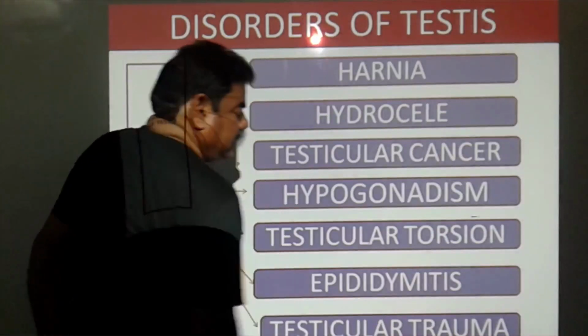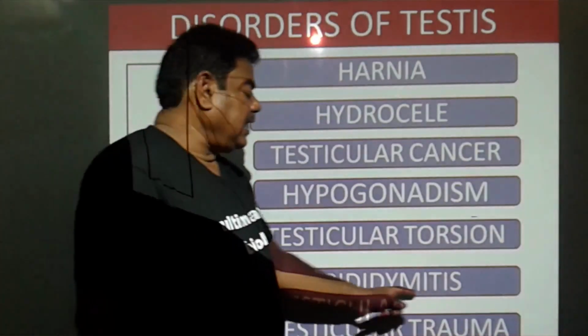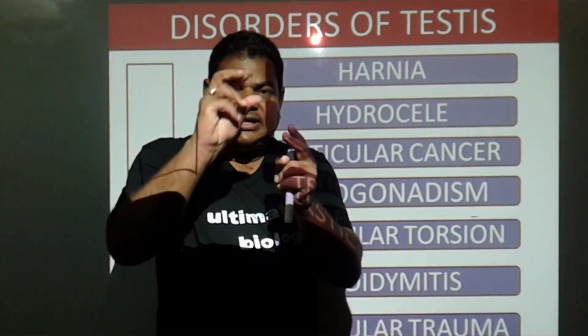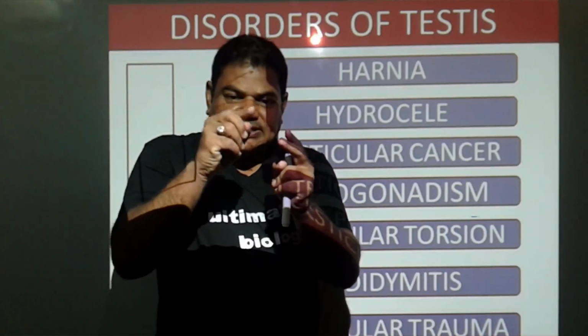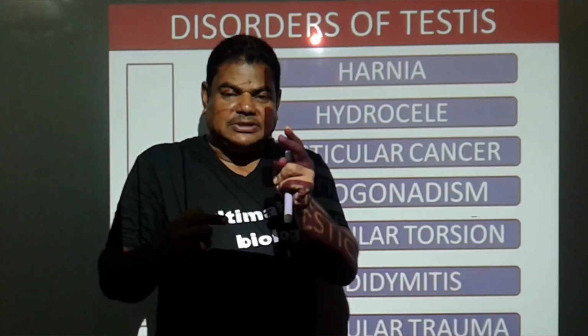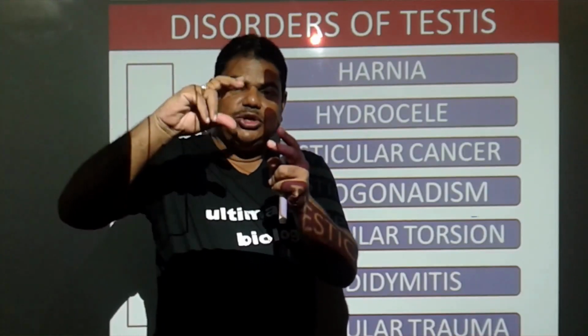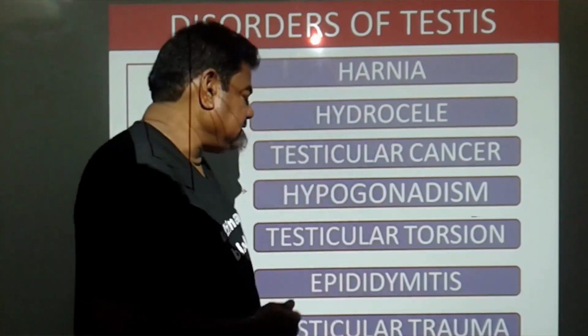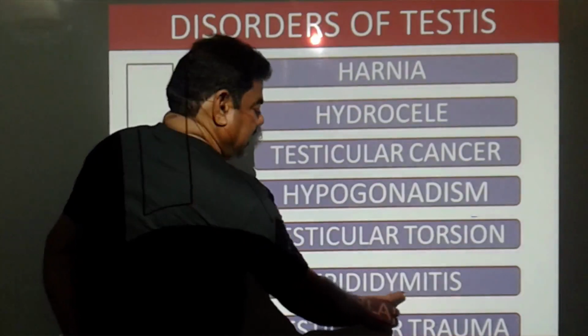The next one is epididymitis. In the epididymis, the coiled tube present inside the head, body, and tail of the epididymis gets swollen, and due to the swelling, acute pain takes place in that region. We call it epididymitis.